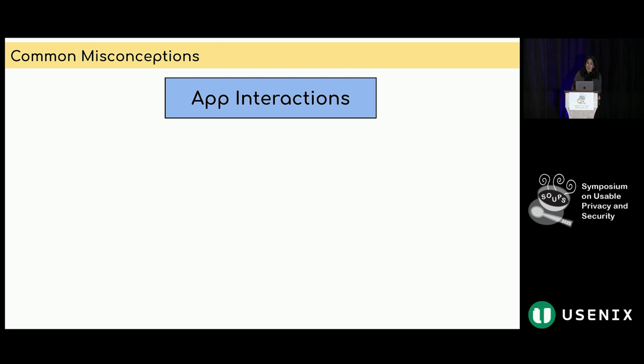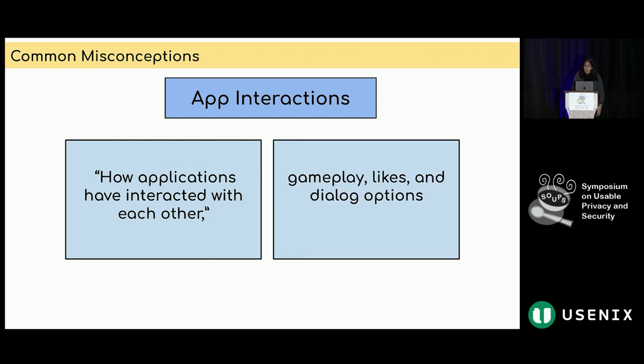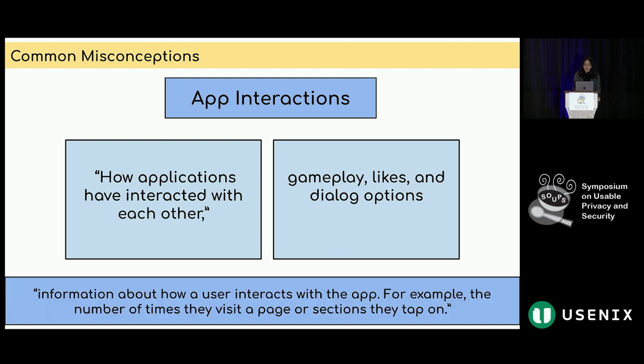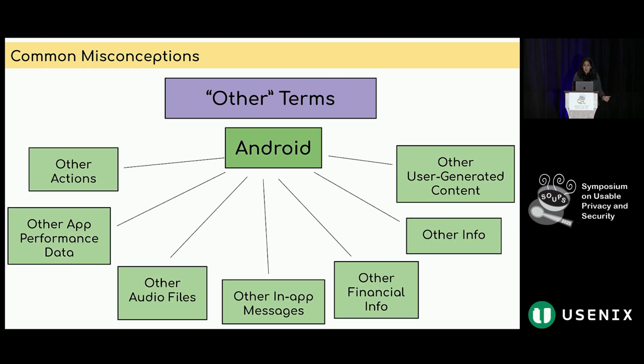Our fourth example is app interactions, where there are two big misconceptions. The first of which is interactions, again, between different apps, and things like gameplay, likes, dialogue options. And it simply is just the way the user interacts with the app. And lastly, there's this category of other terms, which are just terms that include the word other in them, like the ones shown on the screen. iOS has 8 such terms, and Android has 7 of these terms.